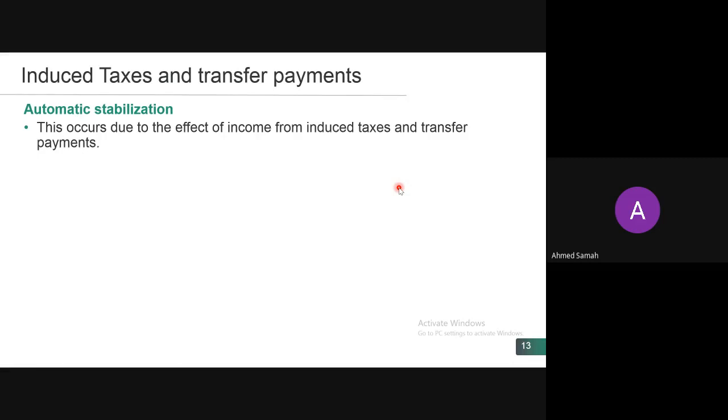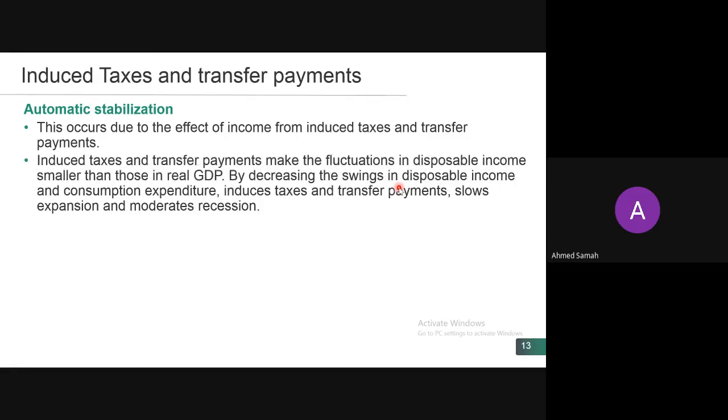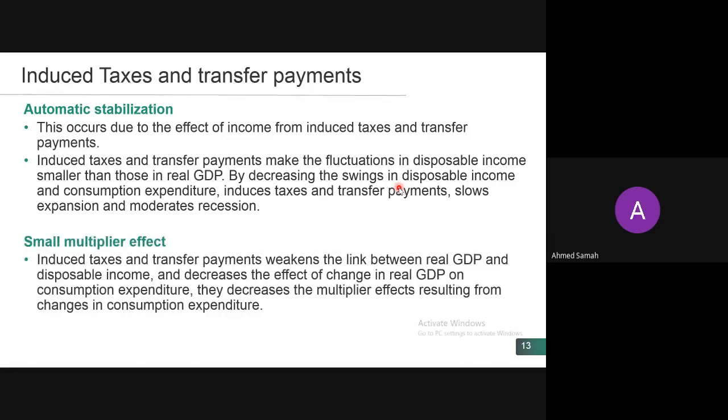Now we are looking into automatic stabilization. This occurs due to the effect on income from induced taxes and transfer payments. Induced taxes and transfer payments make the fluctuations in disposable income smaller than those in real GDP. By decreasing the swings in disposable income and consumption expenditure, induced taxes and transfer payments slow expansion and moderate recessions. The smaller multiplier effect comes from induced taxes and transfer payments because they weaken the link between real GDP and disposable income and decrease the effect of changes in real GDP on consumption expenditure. They decrease the multiplier effects resulting from changes in consumption expenditure. I have explained this before.